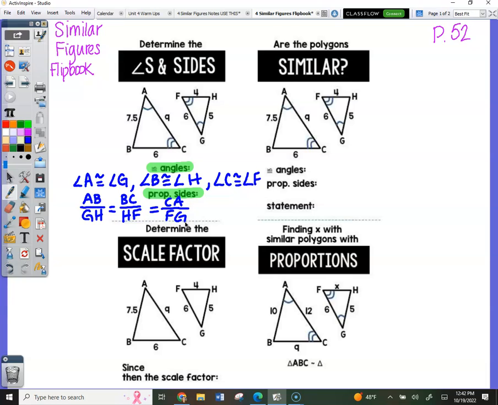Now, in this particular case, they are not telling us what direction to go. It just says find the scale factor. I want you to identify this one as the pre-image. The small one is the pre-image, which means it's getting bigger. So it's an enlargement, which means your scale factor needs to be what in terms of 1? Bigger than 1.